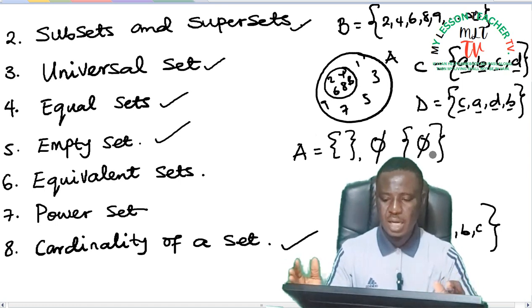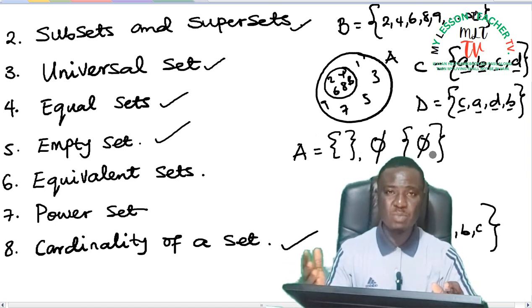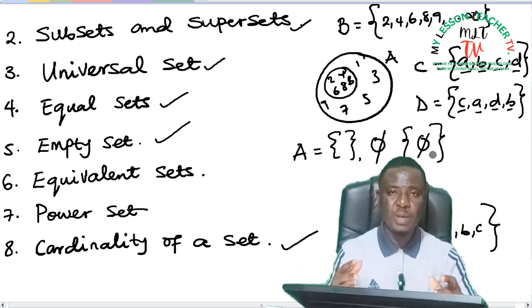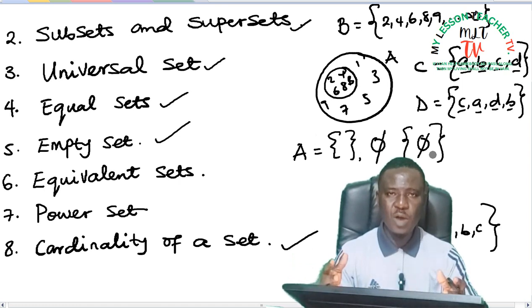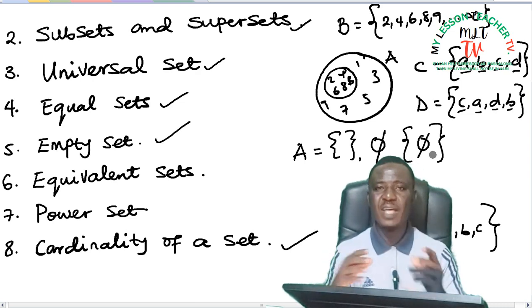By listing, you can describe an empty set to be a human being with 3 heads. For we know that it is never possible for you to have a human with 3 heads. So if you are asked to list the set of human beings with 3 heads, then we refer to such a set as an empty set because it does not have any element.